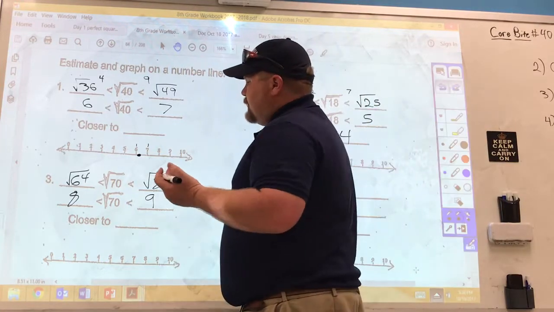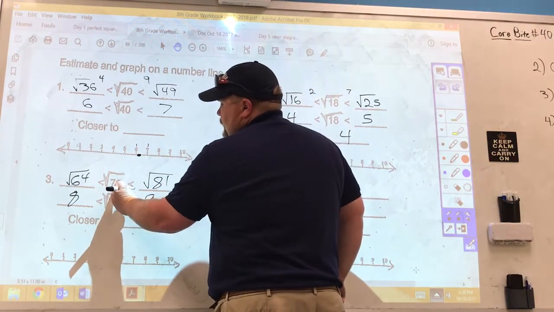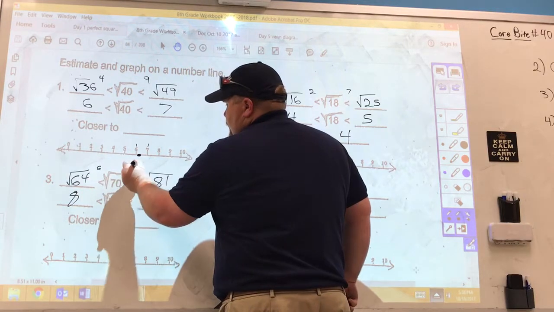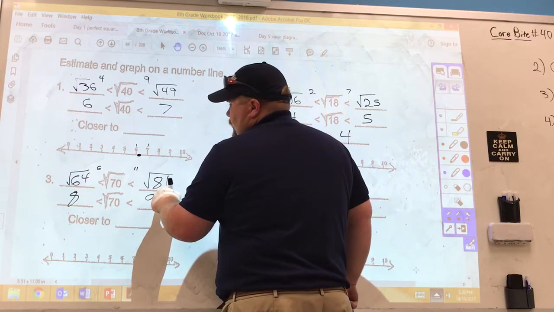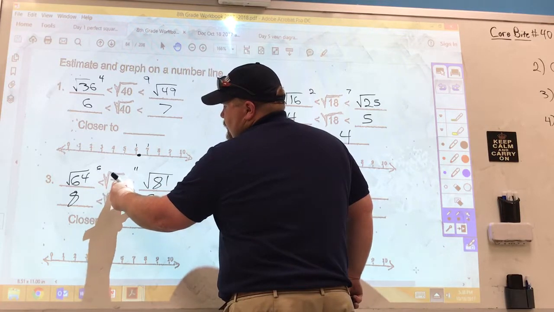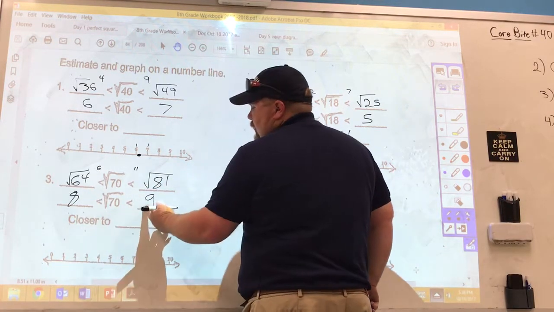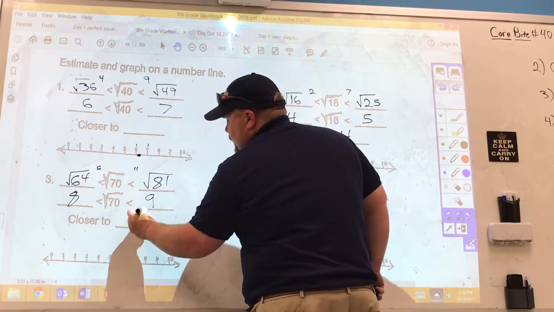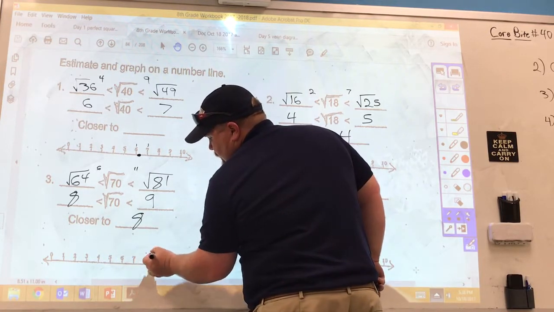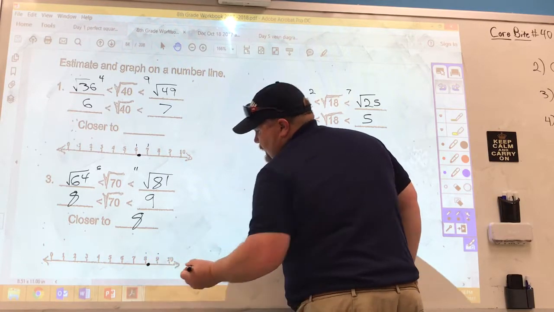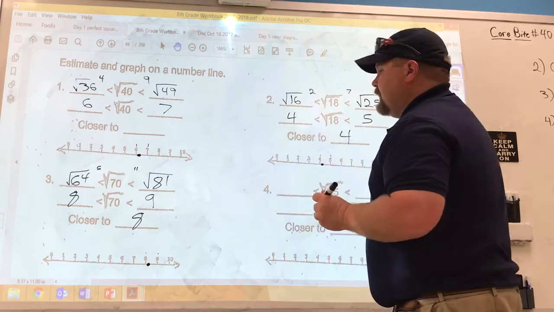So which one is it closer to? Well, 70 is 6 digits away from 64, but it's 11 digits away from 81. So this tells me that the square root of 70 is going to be closer to the whole number 8 than it is to the whole number 9. So closer to 8, and so on my number line, it's going to be between 8 and 9, but it's going to be closer to the 8 than it is to the 9.